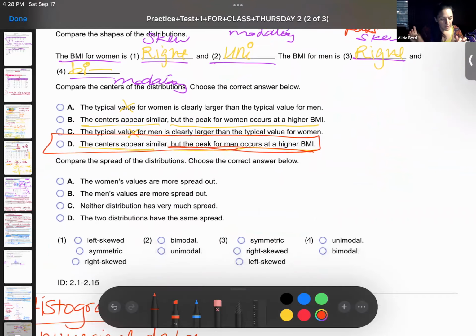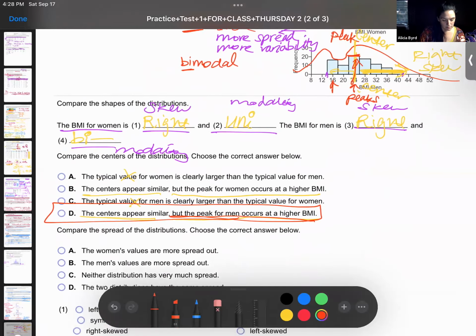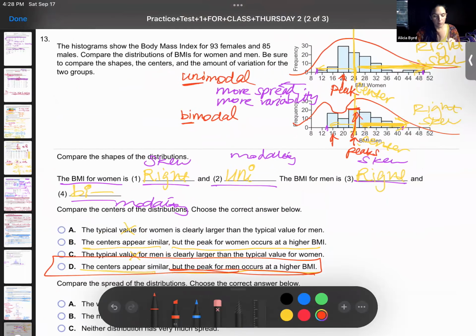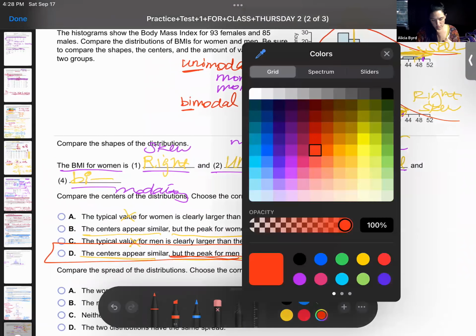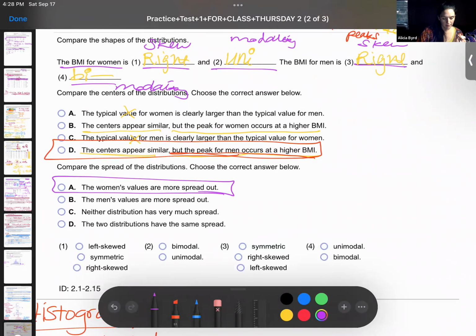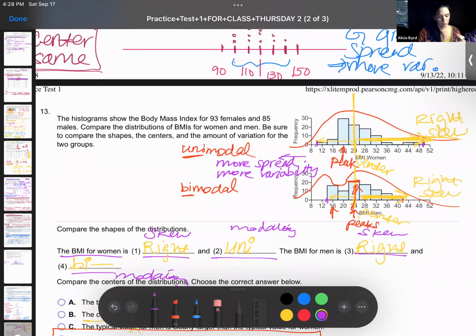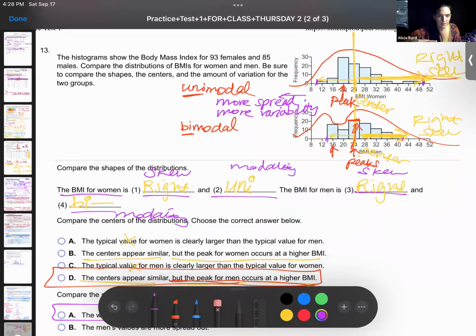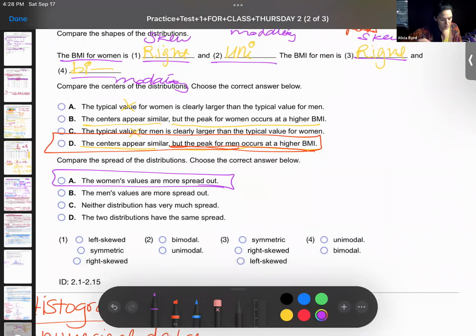Okay, I see there. Now, coming down, which value is more spread out? We said that women have more spread, right? I'm going to use the purple for that. So women's values are more spread out. And so that means that they have more variation. So there's more variation in the body mass index of women. Okay, so that's number 13 from our practice test. And again, the problem number from the text would be 2.1-2.15.